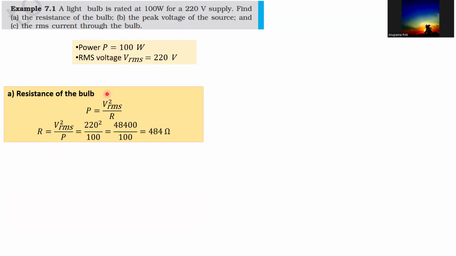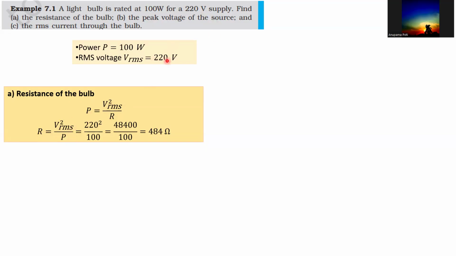Power and voltage current relation. P equal to VI, I equal to V by R. So power becomes V square divided by R. Now we are talking about VRMS. So VRMS square divided by R. We want resistance. Resistance equal to V square RMS divided by P.